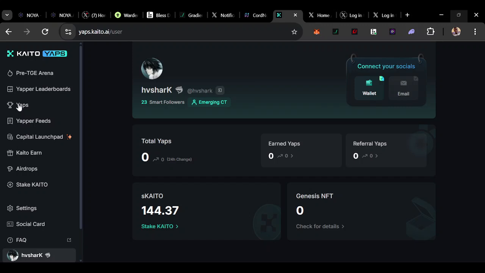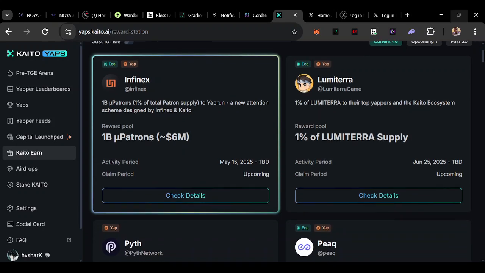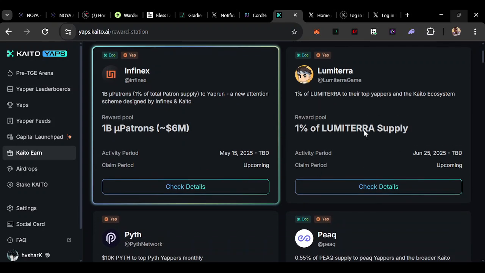So now let's look at the ways to find out the best, having shown you everything you need to know. The place I want you to go to is Kaito Earn. Under Kaito Earn, pay attention. When you look at this project called Lumitera, first of all, look at the top here. They are rewarding two sets of people, ecosystem users and Yap. Ecosystem users are those who are using Lumitera on their own platform, on their own website. So make sure you check it out.